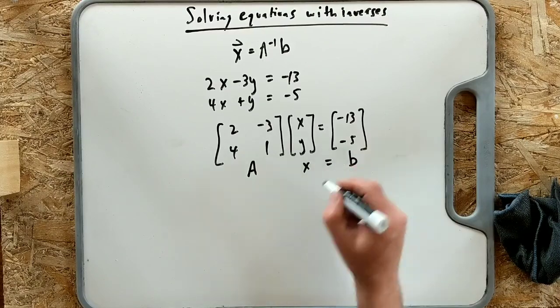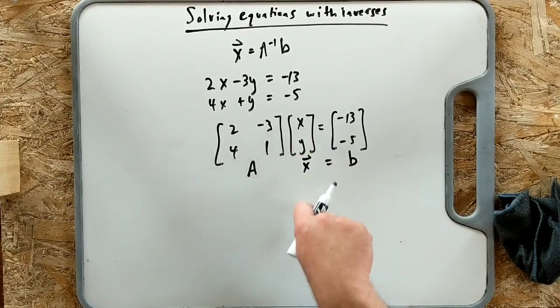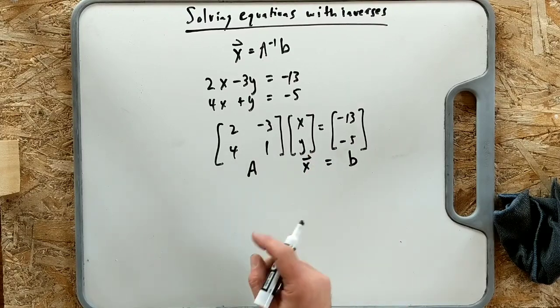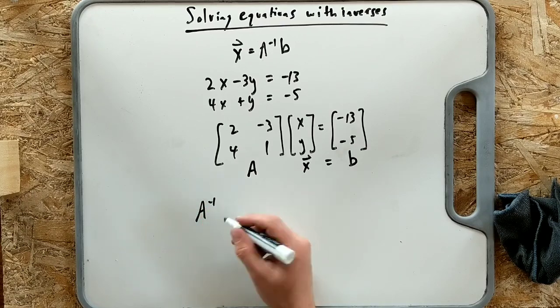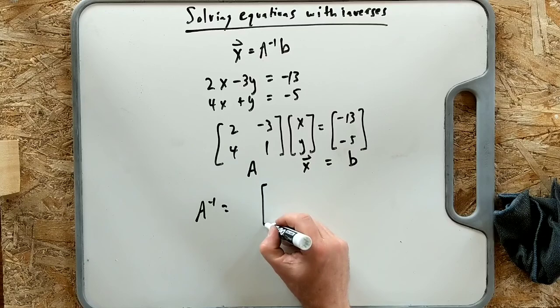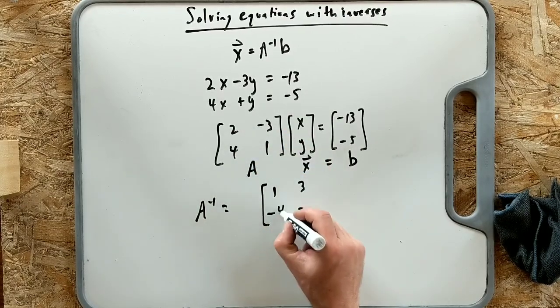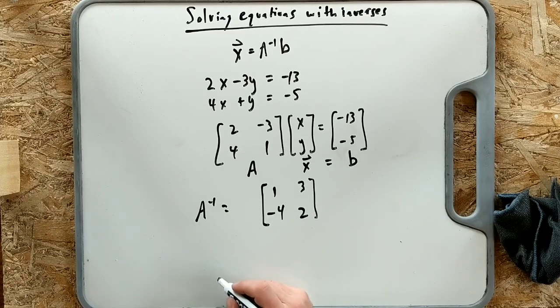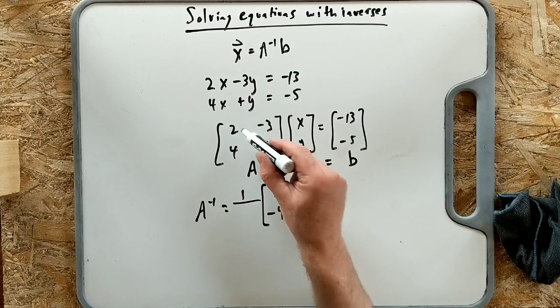X equals A inverse B. And this is not singular x, this is a matrix of variables, which one of them happens to be x. Now I'm going to find A inverse, and I'm going to multiply by B. So let me just find A inverse first. For the inverse, just flip these two: 1, 2. Change those signs: 3, negative 4. And now in front put 1 over the determinant.